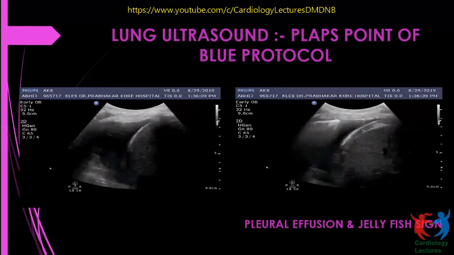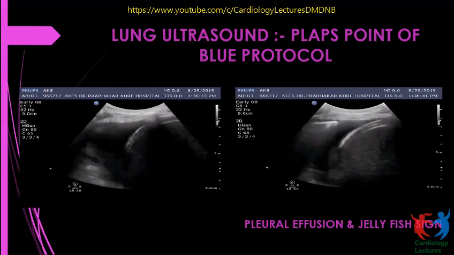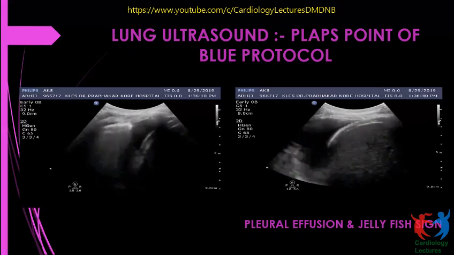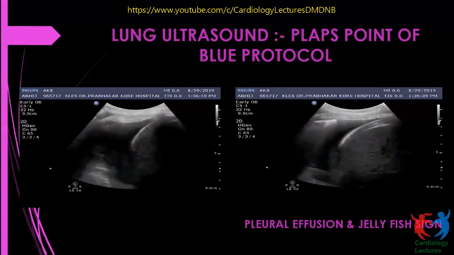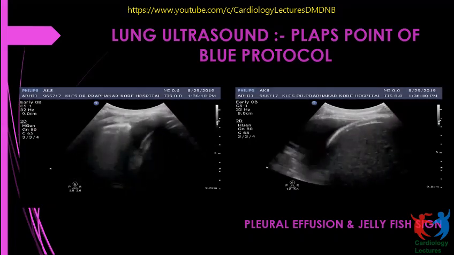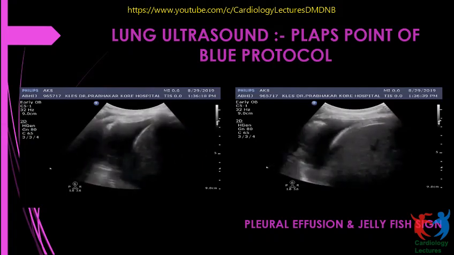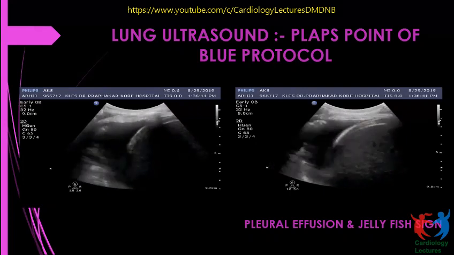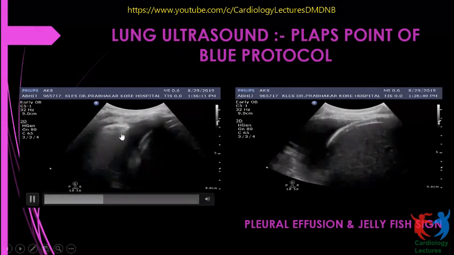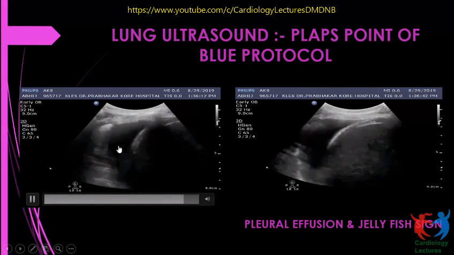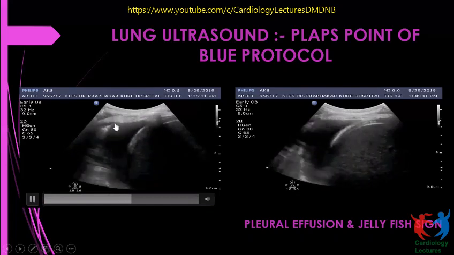I forgot to mention the probe positions and the direction of the pointer. In all lung ultrasound, the direction of the pointer is cephalad, and the probe is perpendicular to the ribs. Very important. So the probe is always perpendicular to the ribs, and the pointer is directed towards the cephalad position, or towards the head of the patient. Here in the first image, you can see the lung coming and going, and this is a costophrenic angle. Here is a liver, and you have a pleural effusion.